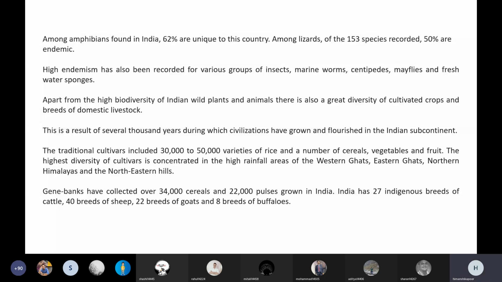Okay, and endemism is restricted not only to the wild plants, but also there is a great diversity of cultivated crops too. So those crops which have been cultivated, which have been domesticated, their variety in our country is also quite high.